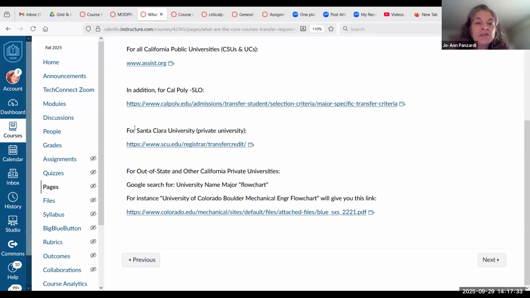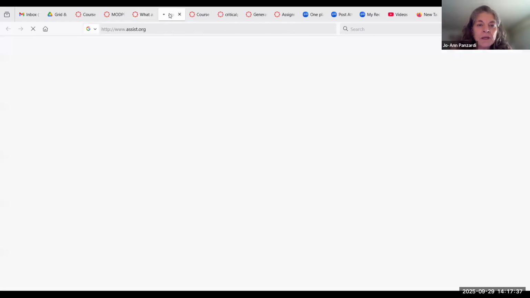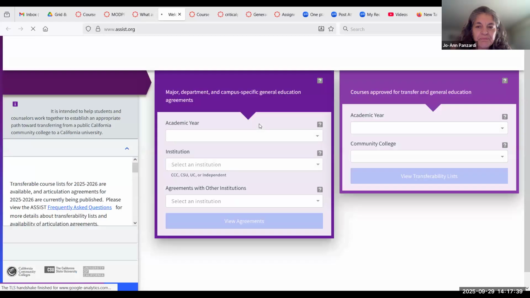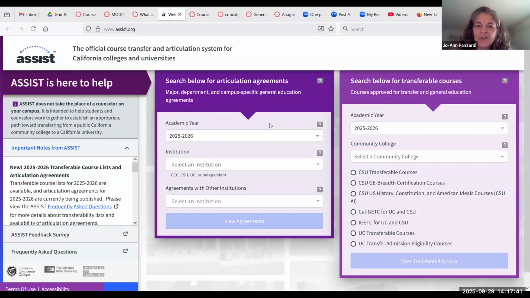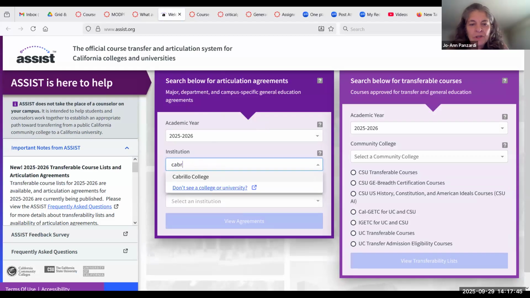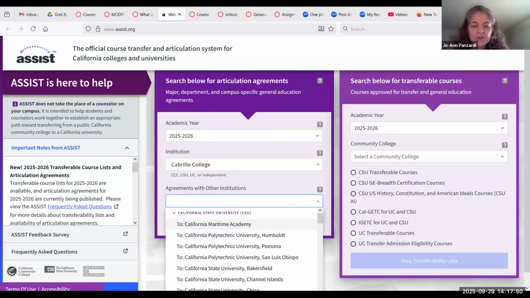Okay, so let's look at Assist for now. I'm going to open this up on my screen. Here's Assist. Very interesting, you start in the middle of the page. So let's say you're at Cabrillo. You put the university that you are at now. You put in a school that you're interested in going to.